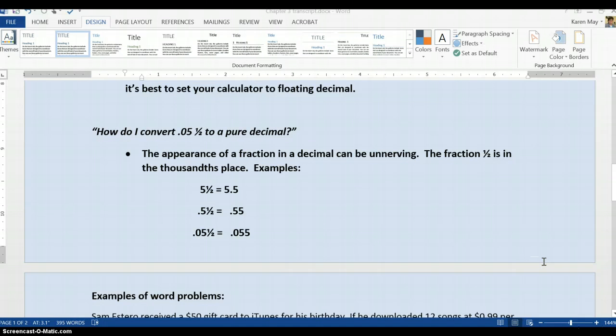How do I convert 0.05 and a half to a pure decimal? This sometimes causes conflict with students when you see the appearance of a decimal and a fraction together. The fraction 1/2 is in the tenths place, so for example, 5 1/2 is equal to 5.5. 0.5 1/2 is equal to 0.55, and the half is in the hundredths place there. And in the last example, 0.05 1/2 equals 0.055, and then the half is in the thousandths place.